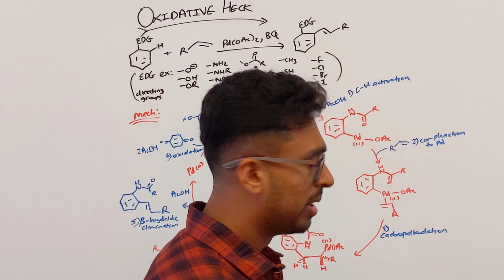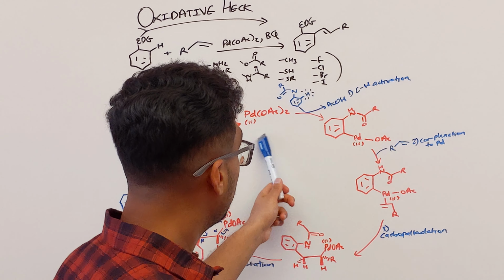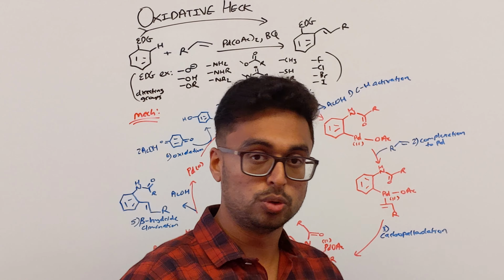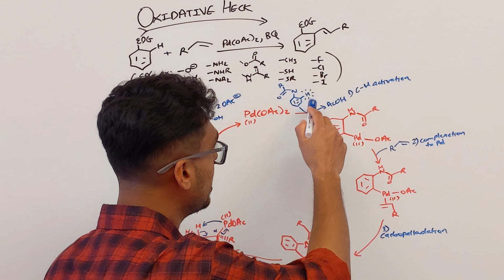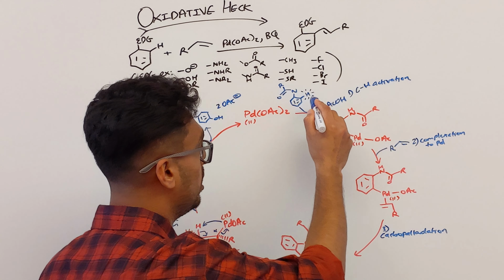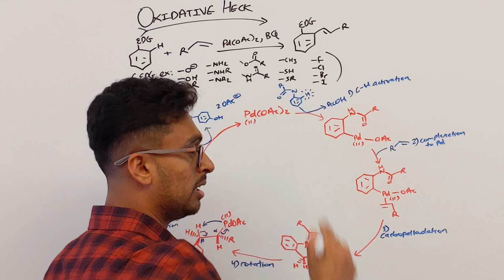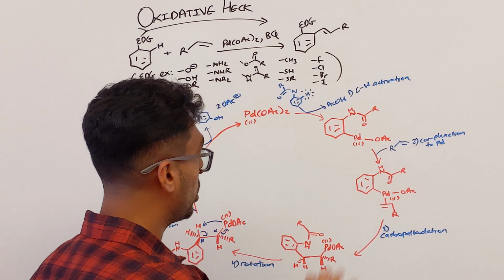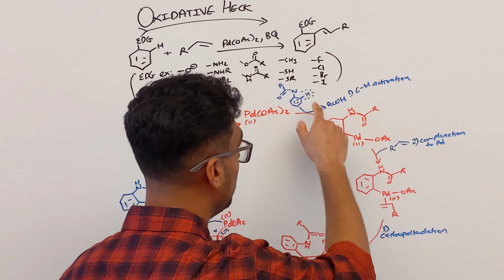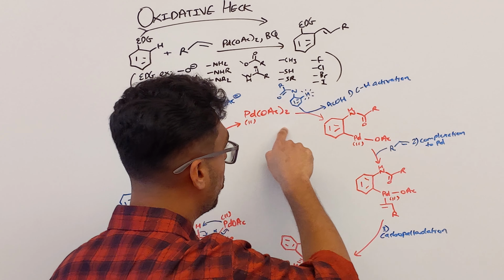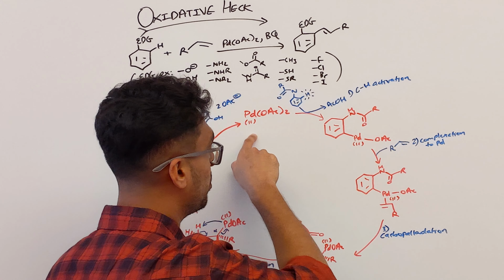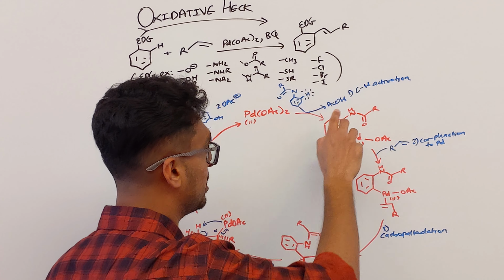Now let's understand the mechanism. We start with palladium acetate. The oxidation state is 2. So the first thing that is going to happen is C-H activation. Your H and C are going to break, so your carbon-hydrogen bond is going to break. And this H is now going to grab that acetate from this palladium, forming this acetic acid.